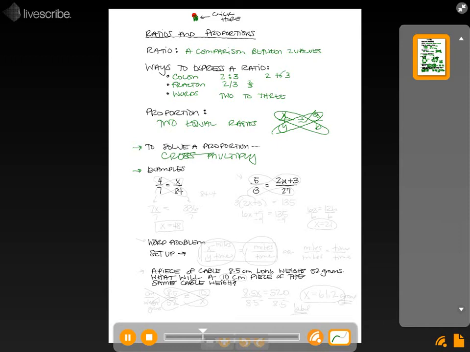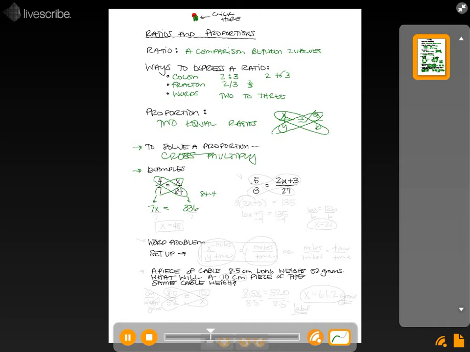So very easy example first. We have 4/7, or 4 over 7, is equal to x over 84. Now if we want to solve that, we're going to cross multiply. And then, very easy to write this out, 7 times x is 7x. And that's going to equal whatever 4 times 84 is. And we can put that in the calculator and figure out what that is. And 4 times 84 is 336.